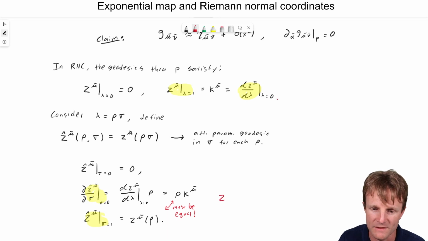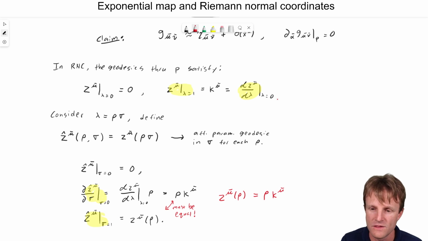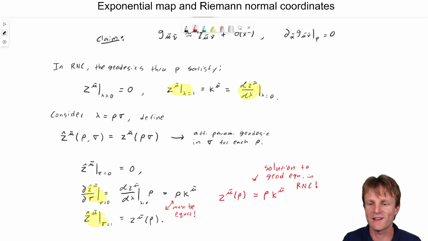Well, look what happens. The hat is gone. We now have z mu bar of rho. The original geodesic curve with the parameter called rho is now explicitly equal to rho k mu bar. This is the solution to the geodesic equation in Riemann normal coordinates. And it's just a straight line through the origin.